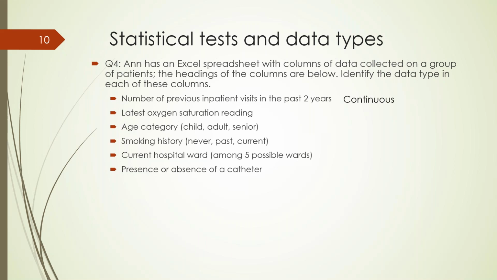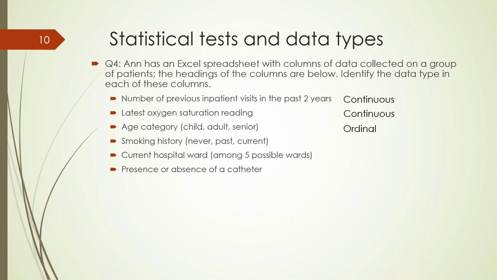The number of inpatient visits in the past 2 years, obviously, is continuous. It's going to go from 0 up to, potentially, infinity. Oh, that would be a really bad situation. But you get the point, and recognize that the difference between 0 and 1 and between 1 and 2 is always an equal interval. So that's continuous. Latest O2 saturation readings, again, those would also be continuous. You'll notice that these could be decimals or integers, but as long as the intervals are the same between each value in a series, they can be considered continuous. Age category: while years would be continuous, if you've got child, adult, or senior, that would be ordinal.